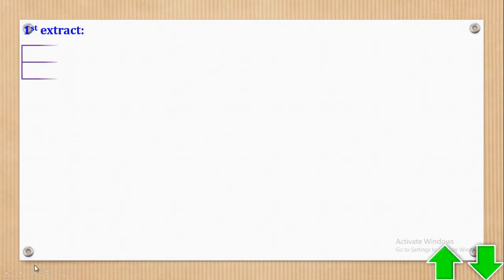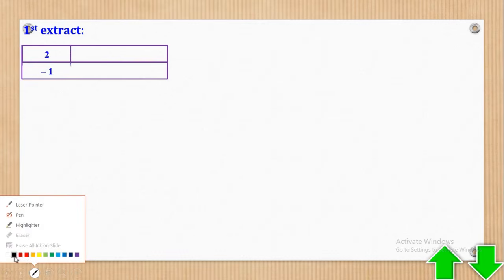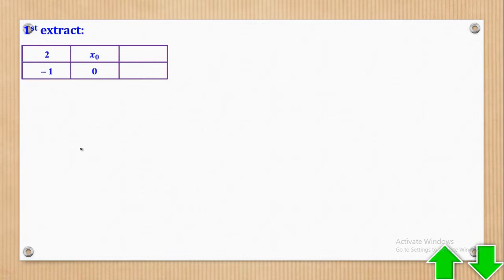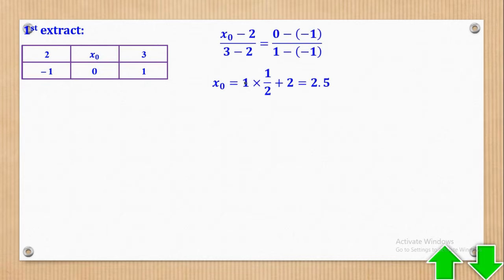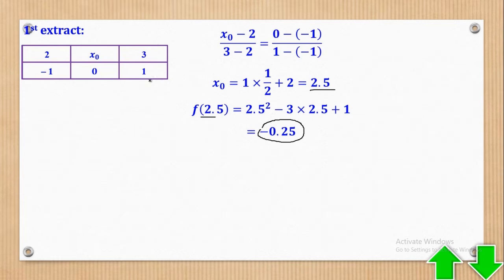So the first extract are the values we have of F1 and F2, F2 and F3. So F2 is -1, F3 is 1, fx naught is 0. So by linear interpolation, we shall be able to come up with x naught as 2.5. After that, we have to get the corresponding value of f2.5, which will be 0.25.